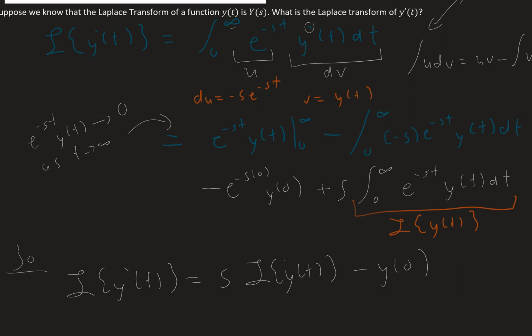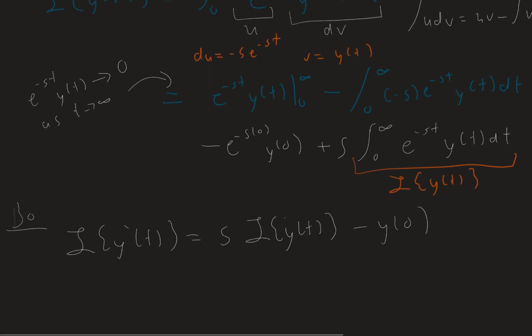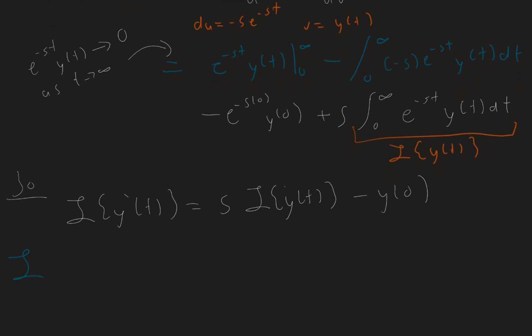We can take this a step further and also derive a formula for the Laplace transform of y double prime. We don't need to go back to the integrals and use integration by parts. We can simply use the fact that the second derivative is the derivative of the first derivative. Therefore, applying the result that we just derived, this will simplify to s times the Laplace transform of y prime minus y prime of 0, replacing y with y prime in the previous formula.